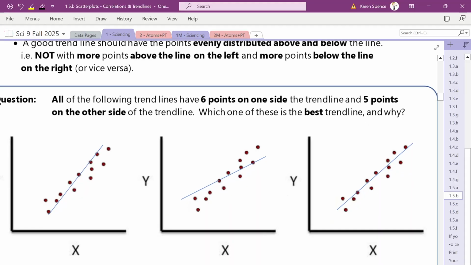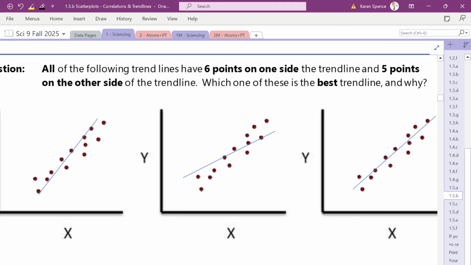All right. Now, out of these three graphs at the bottom, all of these graphs have 6 points on one side and 5 points on the other side, but not all of them are good. What is wrong with this slope?